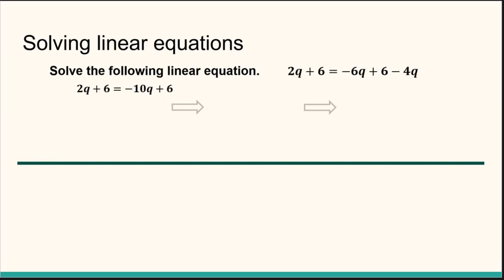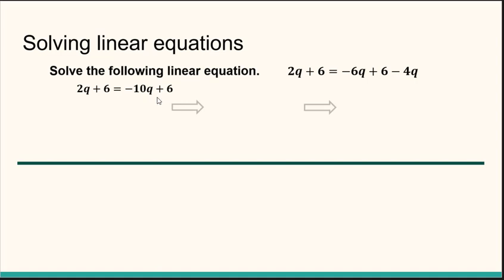Let's look at another one. I have 2q plus 6 equals negative 6q plus 6 minus 4q. Well, the first thing I want to do is combine the q's on one side. Over there on the right-hand side, I have a negative 6q and I have a minus 4q. And I'm just going to go ahead and add those. So you'll notice that I went ahead and did that. I got negative 10q over here on the right.